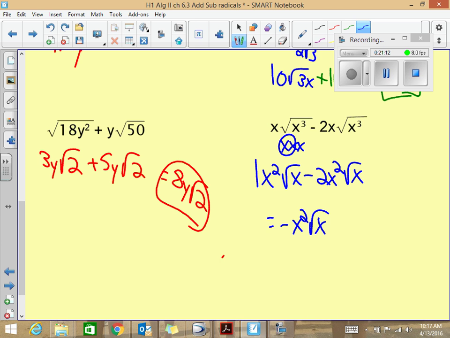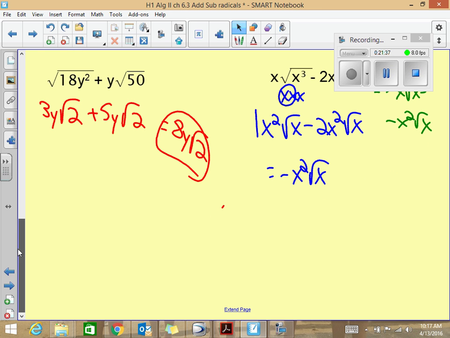Now, the other way you could have done this is because the radicals did match already, right? You could have done x minus 2x gives you negative x radical x to the third, right? And then simplified it. And you would have brought an x out, and you would have gotten the same answer. Okay, does that make sense? Okay, so now I want you to do the other side.